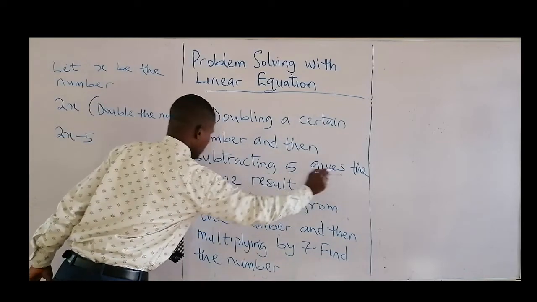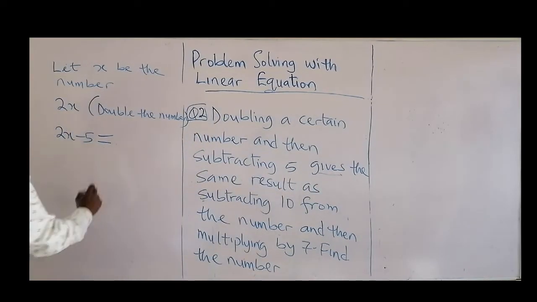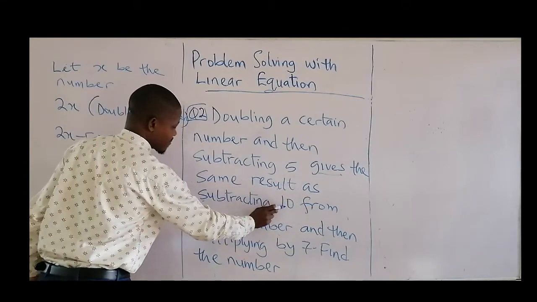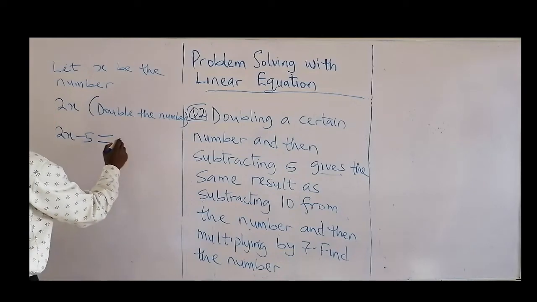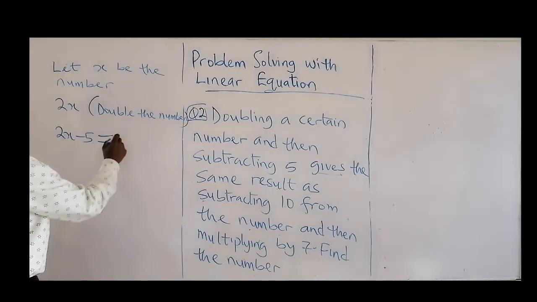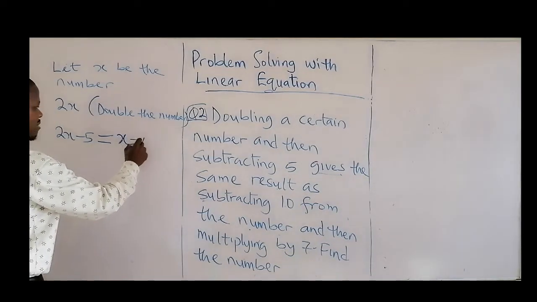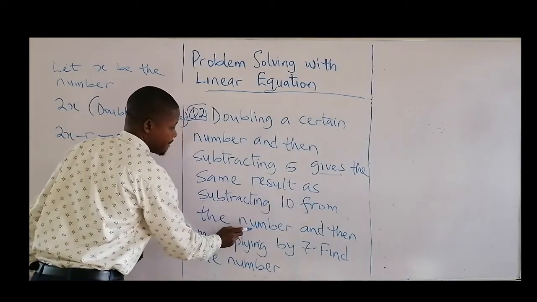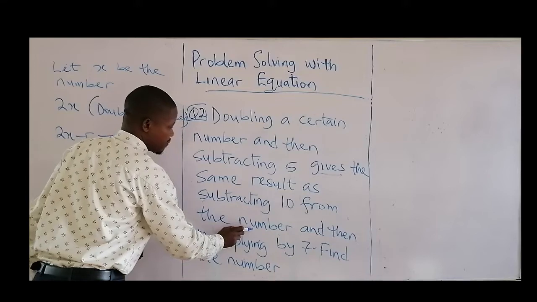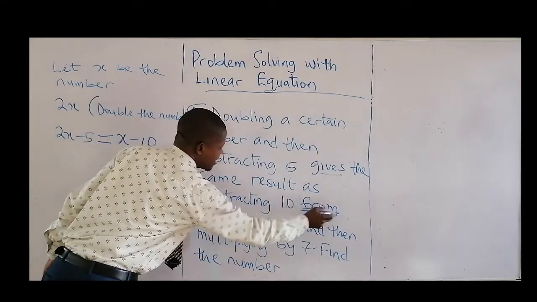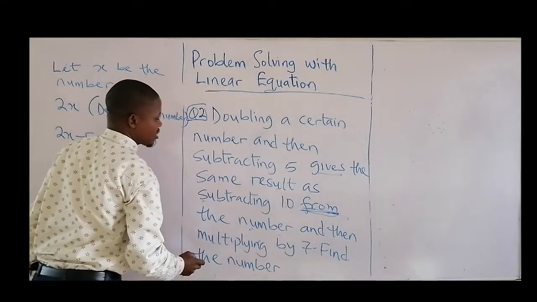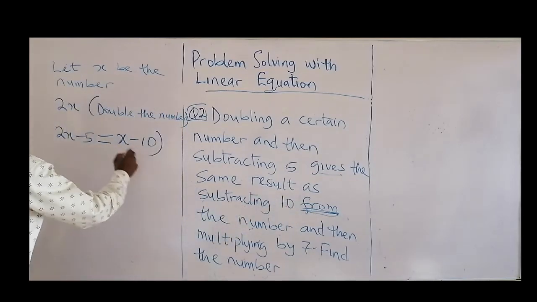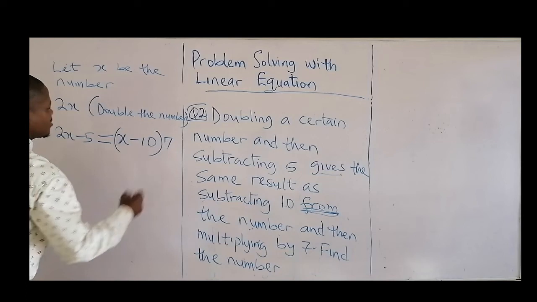Gives me equal the same result as subtracting 10 from the number. So that will be, from, I said, that will be the starting point, then minus 10. Subtracting 10 from the number. From means the beginning, the starting point. x minus 10. And then multiplying that by 7.